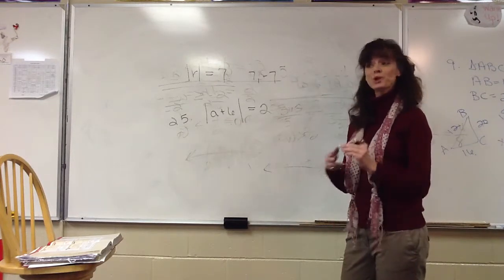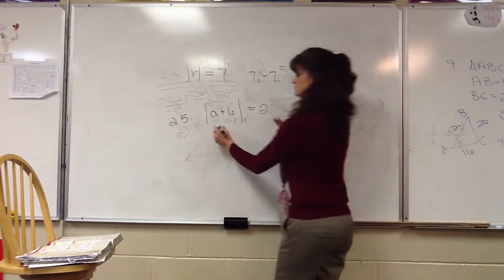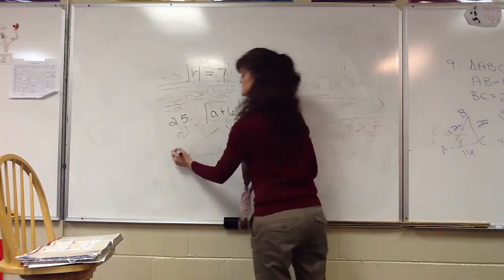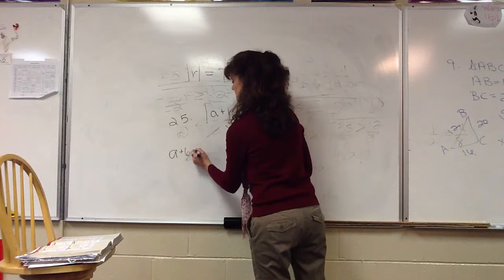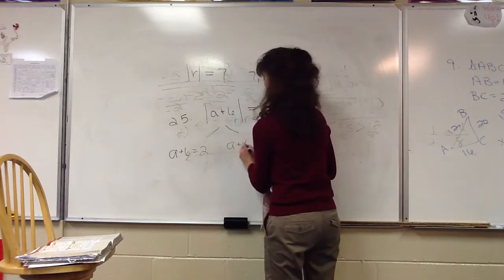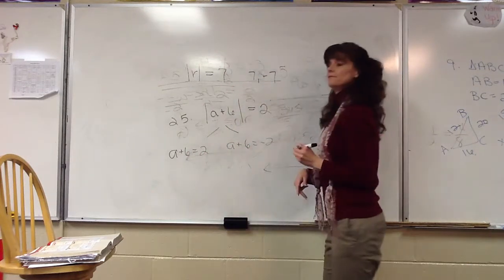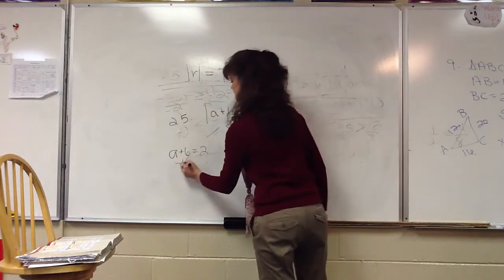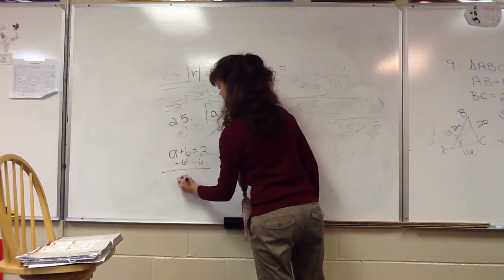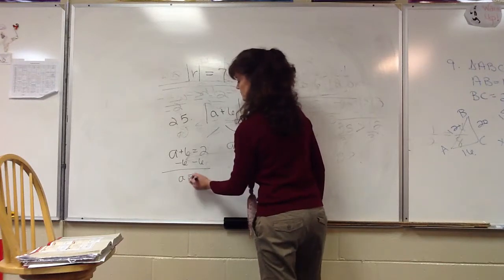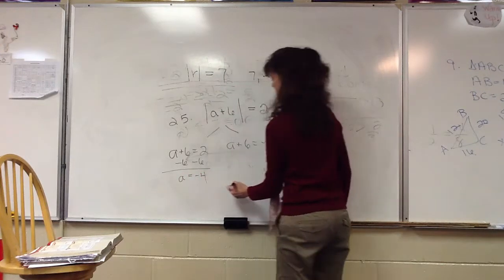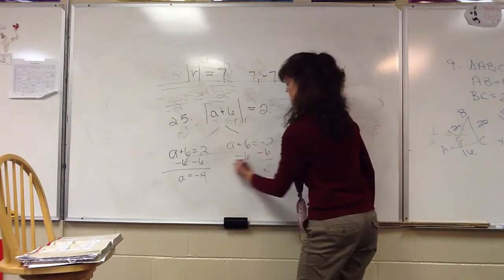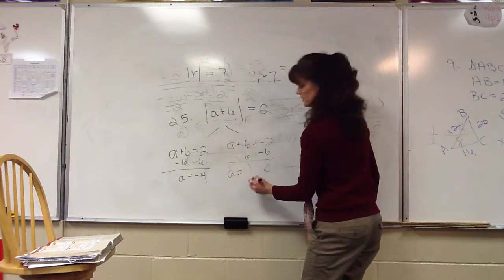We have to set up two equations. A plus 6 equals 2, and then A plus 6 equals -2. That is exactly what I was looking for. Now, tell me what else. So you would subtract 6 from both sides, A equals -4. And then you get A equals -8.